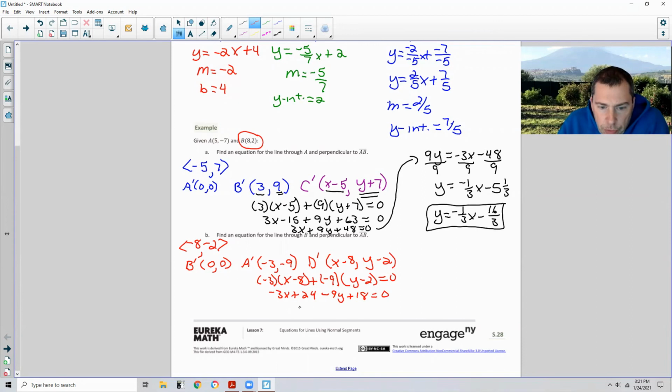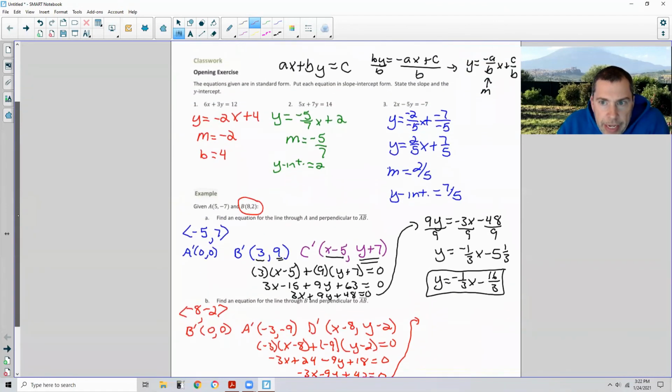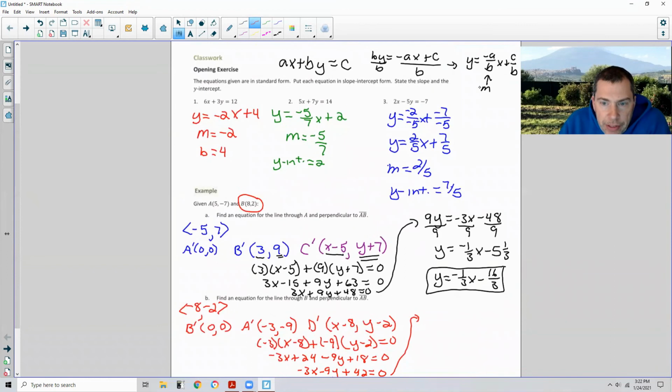I like to put these in standard form first. Negative 3x minus 9y plus 24 plus 18 is 42 equals 0. Standard form, put into slope-intercept form, we're going to get negative a over b. I'm just referring back up to this. So we have y equals negative a, which is negative negative 3, over b, which is negative 9, x, plus c over b, which is going to be negative, so it's minus 2.